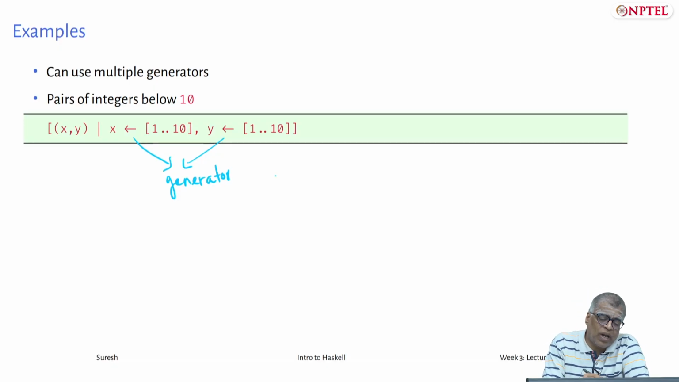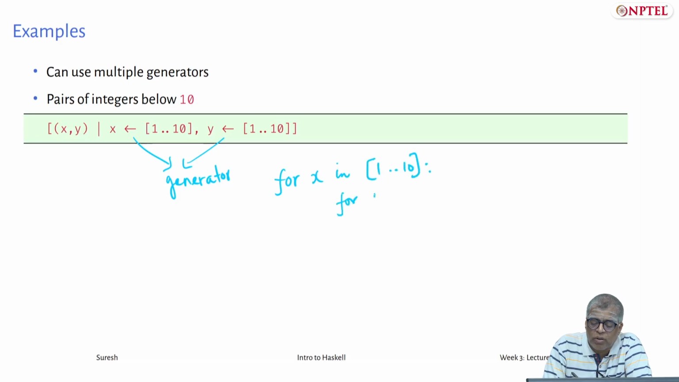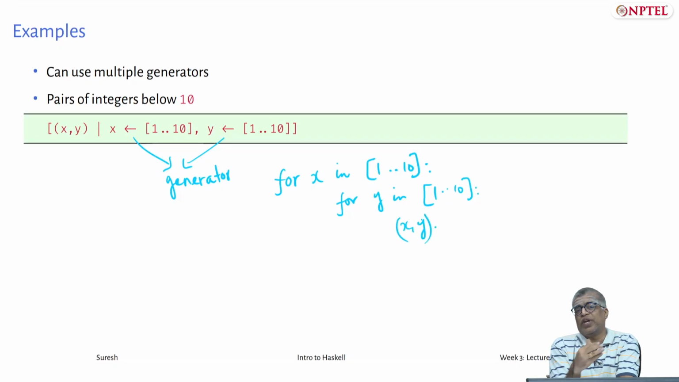And what it really means is, think of it as a nested loop like this: for x in 1 dot dot 10, for y in 1 dot dot 10, return xy. For each x in 1 dot dot 10, fix an x and then run through all y in 1 dot dot 10 and you should return the pair x comma y.